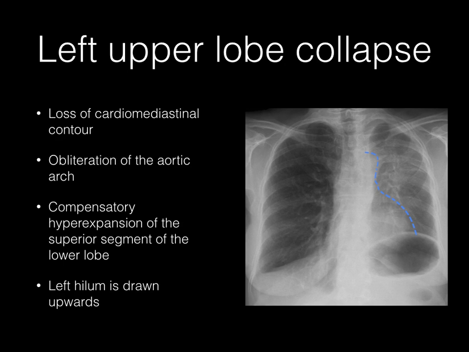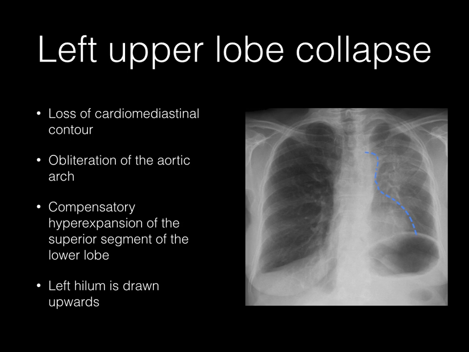It results in a shift of the mediastinum, and therefore as we can see on this particular chest x-ray, there is a shift of the mediastinum including the trachea towards the left. There is elevation of the diaphragm. The left hilum gets elevated. There's a loss of the cardiomediastinal contours. There's obliteration of the aortic arch, as well as compensatory expansion of the superior segment of the lower lobe.